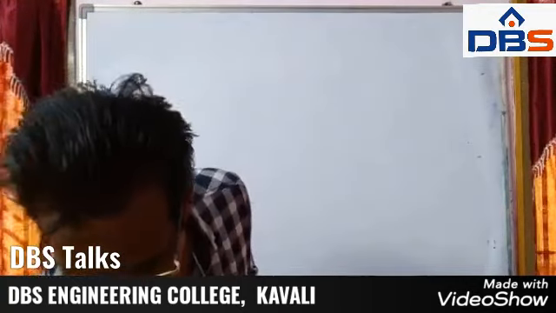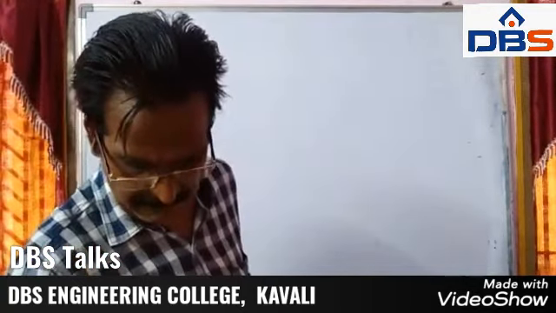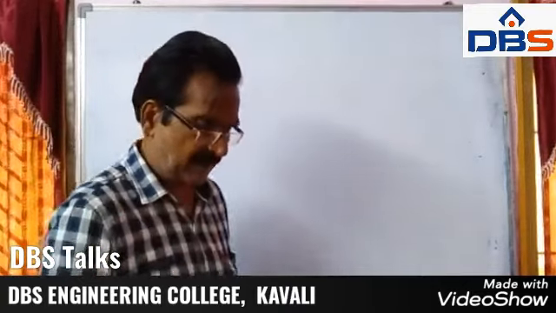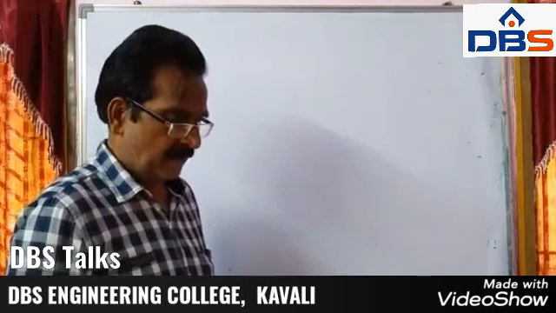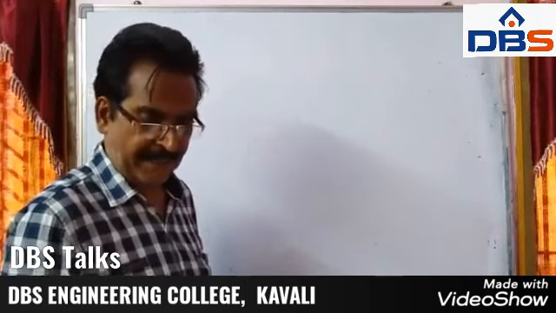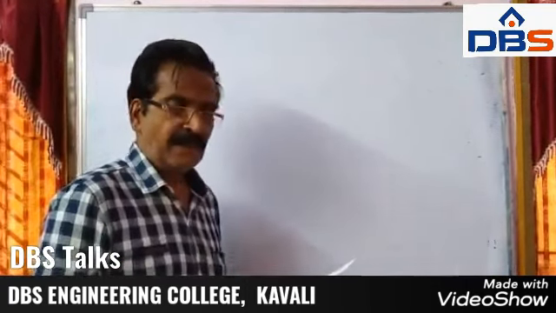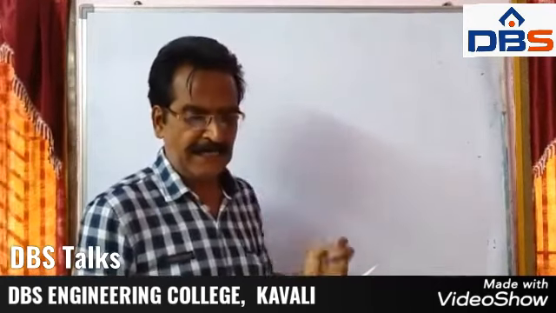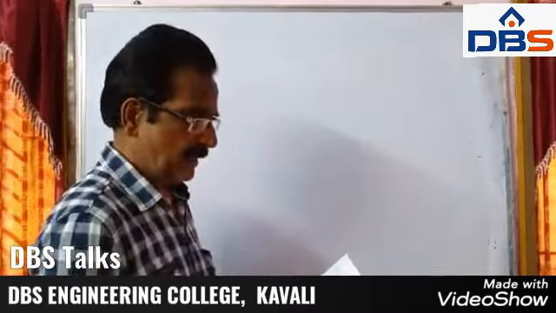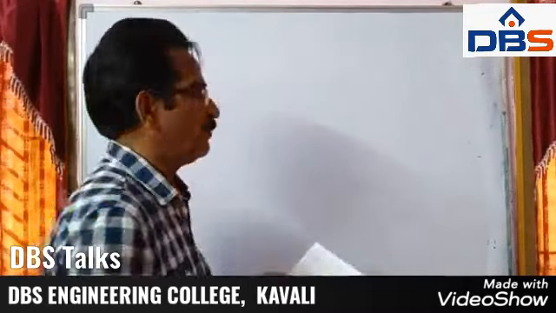Friends, our next problem is a very easy one. Find the value of k if 4x + y + k = 0 is a tangent to the ellipse x² + 3y² = 3.